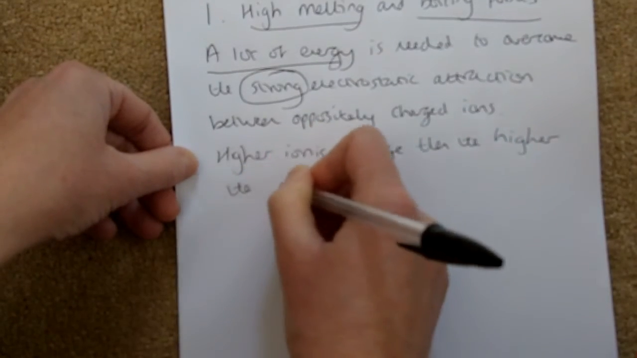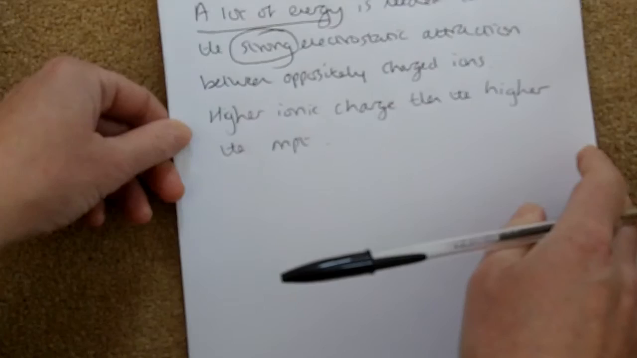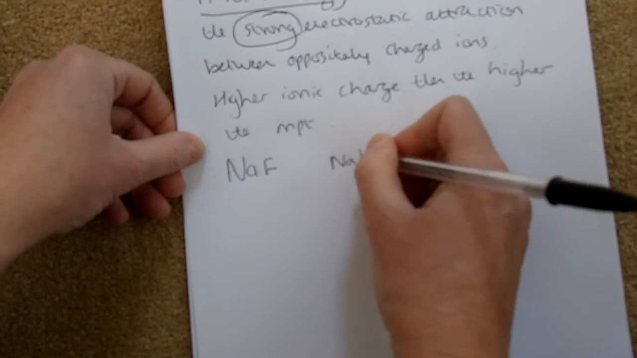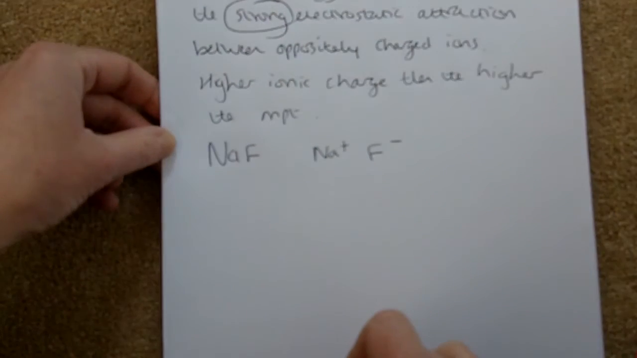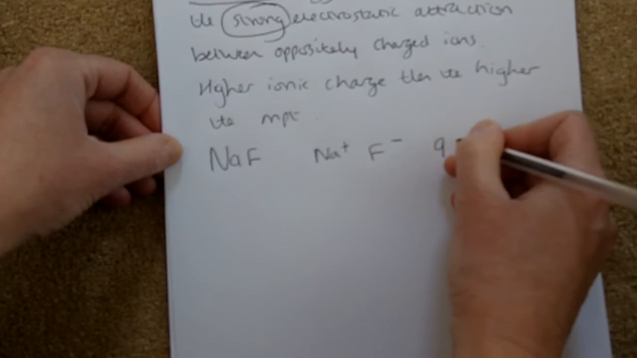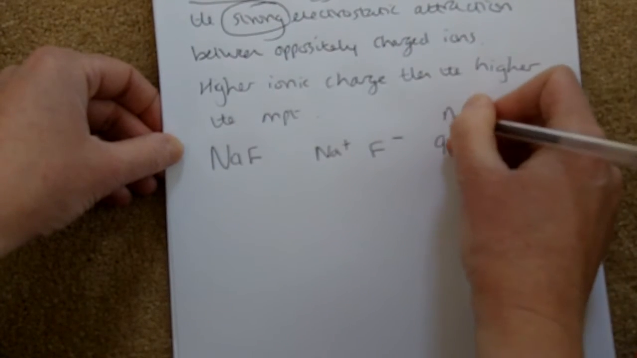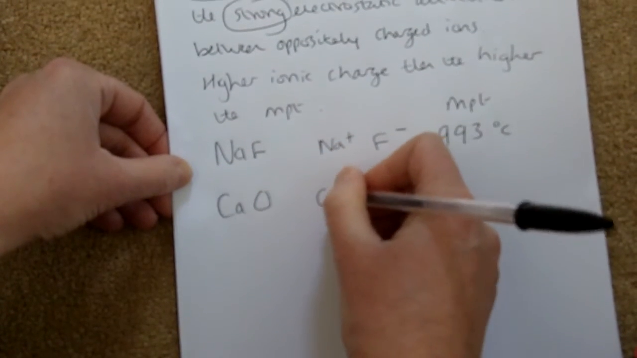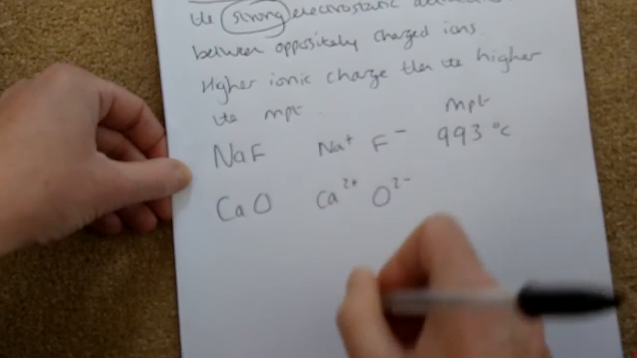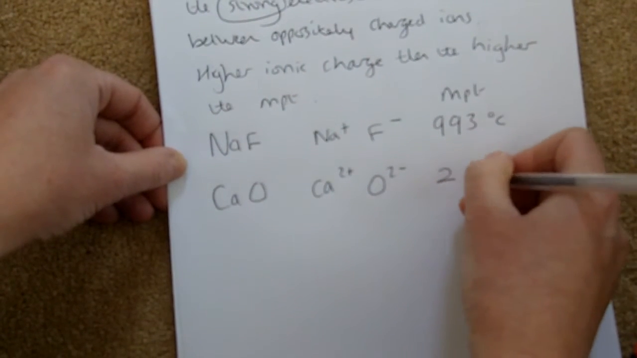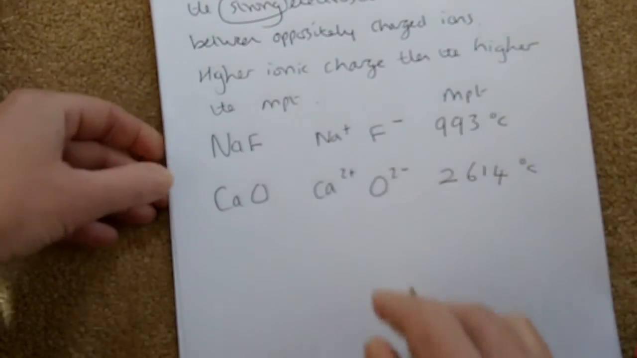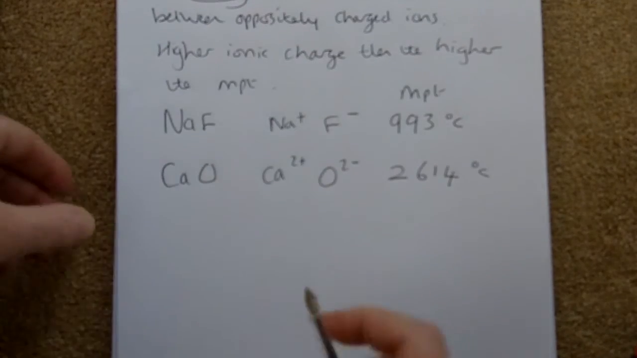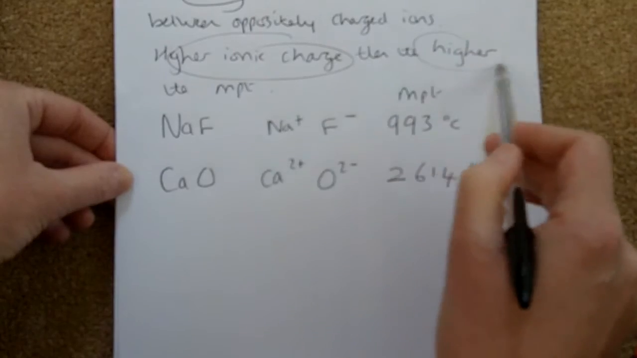I'll give you a couple of examples there. If you take sodium fluoride, with sodium ions and fluoride ions, it has a melting point of 993 degrees. But if you take something like calcium oxide, which has a 2+ charge and a 2- charge, it has a melting point of 2614 degrees. You don't have to remember specific numbers, but you do need to realize that the higher the charge, the higher the melting point.